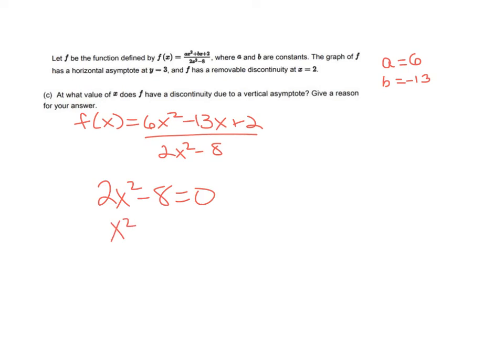If you solve that out, you get that x is equal to positive and negative 2. We already know that there is a removable discontinuity at x equals 2, which means it's a hole. So it has to be at x equals negative 2. That's going to be our value where we have a vertical asymptote. Actually in this question, in order to get full credit, you need to also have an explanation.